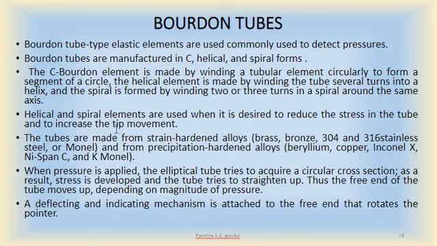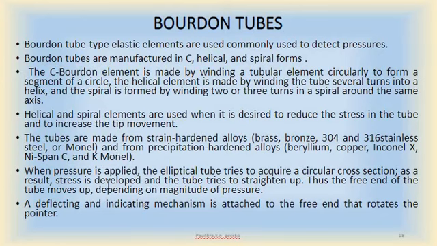And the tubes are made from strain hardened alloys such as brass, bronze, stainless steel and monel, and from precipitation hardened alloys such as beryllium copper, Inconel X and nickel spancy and all. These are all the names of the specific types of alloys by which these tubes are made.